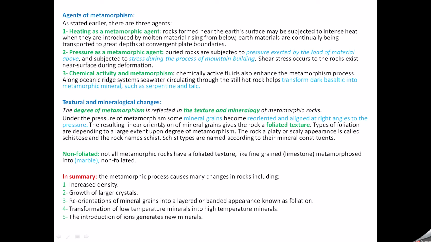Under the pressure of metamorphism, some mineral grains become oriented and aligned at right angles to the pressure, correct? So we have alignment and reorientation of the mineral grains inside the rock. And this orientation of the mineral grains will give us the foliation, or the foliated texture. Types of foliation depend to a large extent upon the degree of metamorphism, correct?